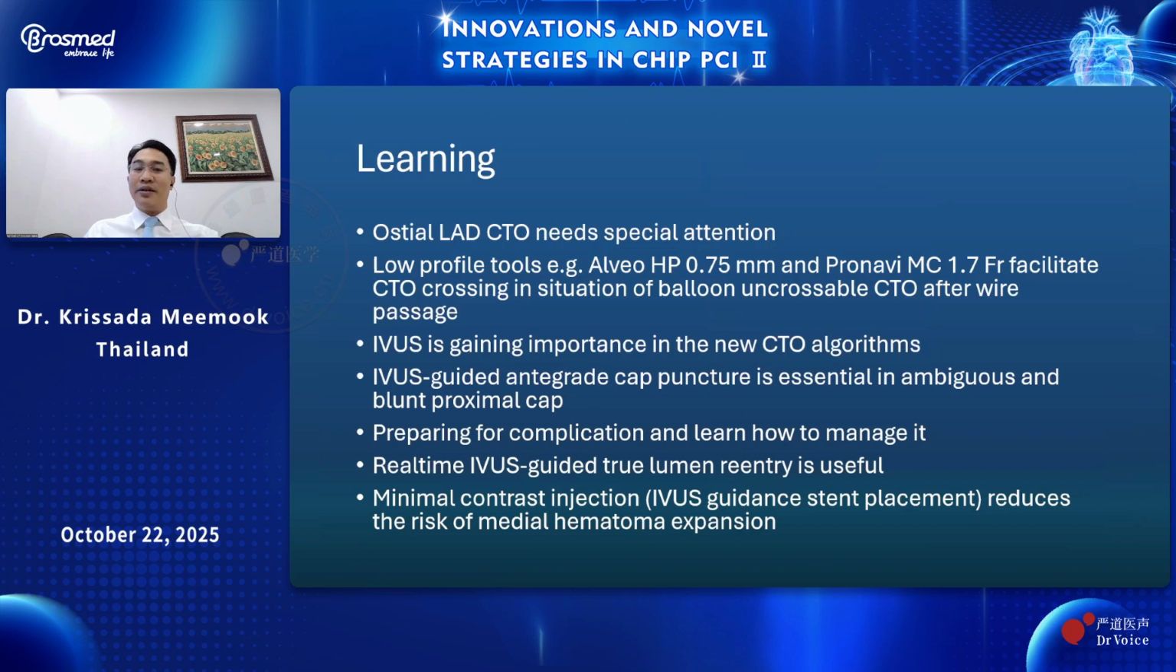And the ostial LAD CTO needs special attention, like we use IVUS, real-time IVUS guided wiring. And also, as I showed in 2 cases, sometimes the wire crosses, but another wire cannot cross. We need some more tools. I think the very low profile balloon, like an RVO high pressure 0.75, or the ProNavi microcatheter 1.7 French, can facilitate CTO crossing in situations of balloon uncrossable CTO.